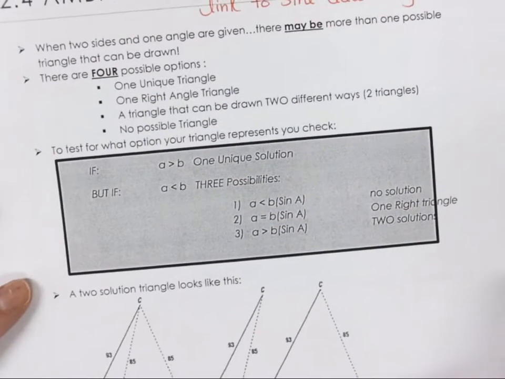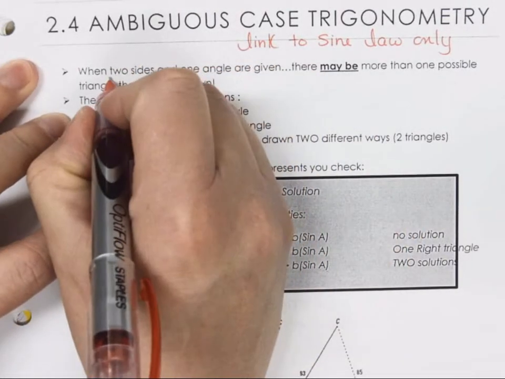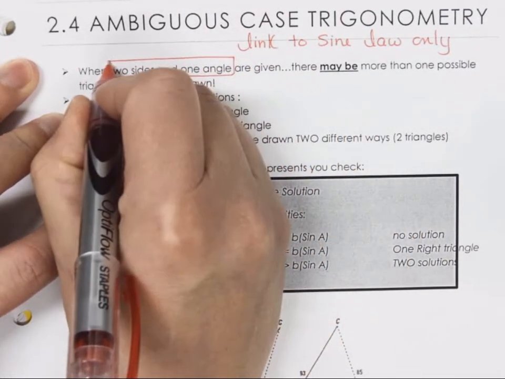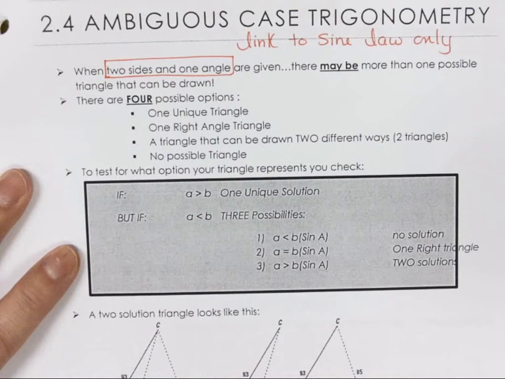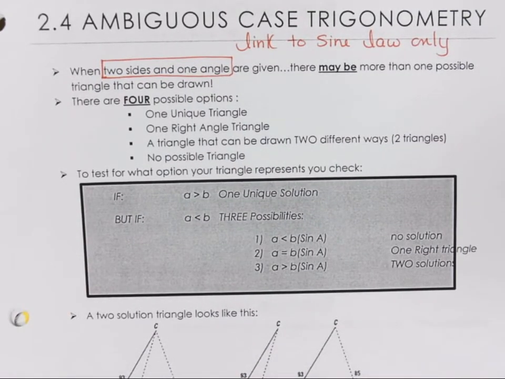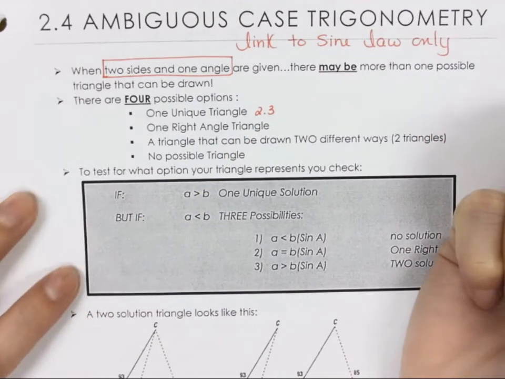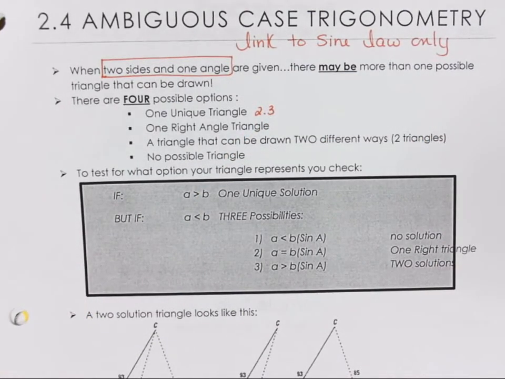Okay, so here's the deal. When I give you a triangle, when I give you two sides and one angle, there may be more than one possible triangle that can be drawn. So it's really important that we all are on the same page of how to solve this. So there's four possible options. One unique triangle. We did that in 2.3, okay? Easy peasy, we didn't get too complicated. You guys were good with that.